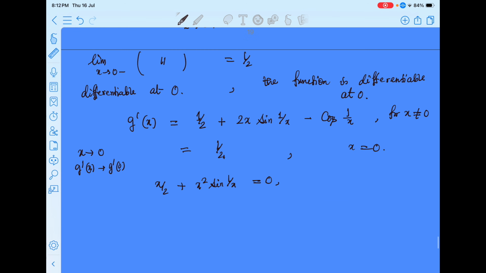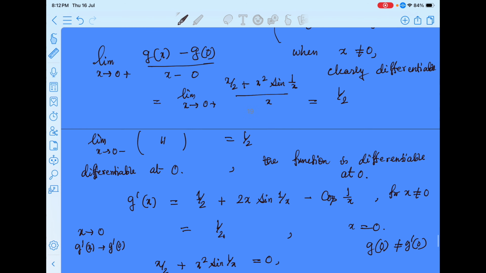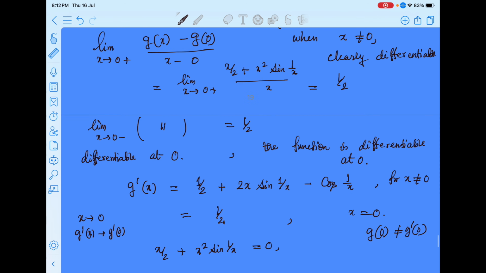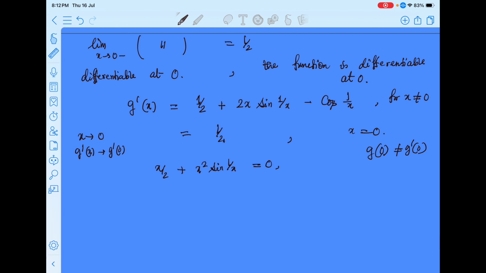So see that g(0) is not equal to g'(0). So this is the main case. g(0) is not equal to g'(0). But the point is that this is equal to 0 implies, let's say the intersection AG ∩ BG is not equal to empty set, then if x is inside that, x is non-zero because g(0) is not equal to g'(0). So that means x/2 equals minus x² sin(1/x), which we'll have, so minus 2x sin(1/x).